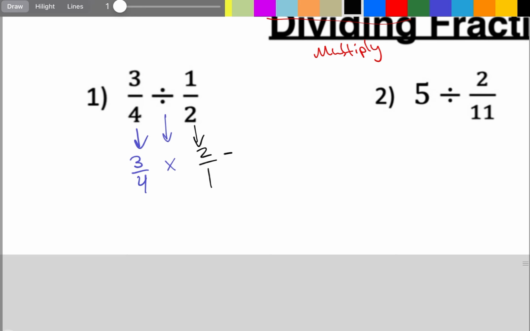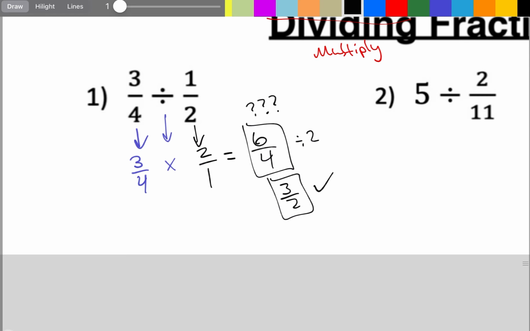Then we follow our same rules as before, straight across. 3 times 2 is 6. 4 times 1 is 4. And again, we go through that same progression as to, is this my final answer? It's not. You can divide both of these by 2, which gives you 3 over 2. This would be your final answer.